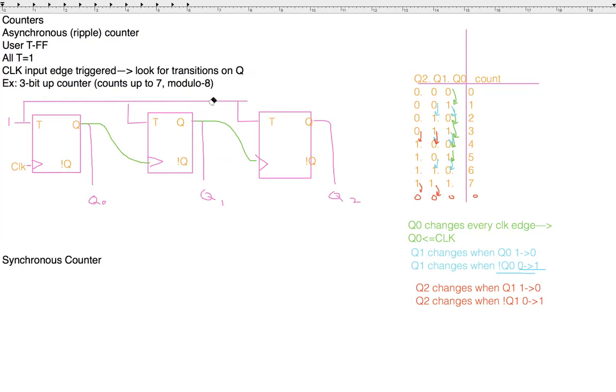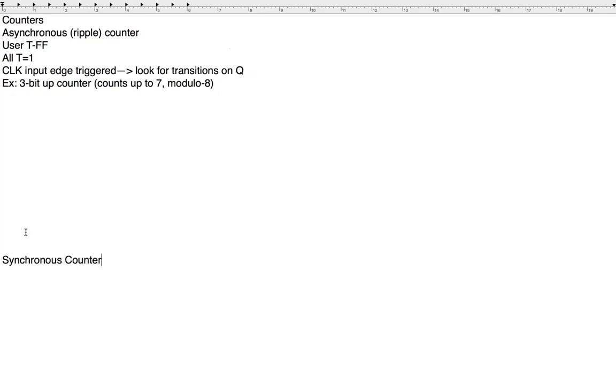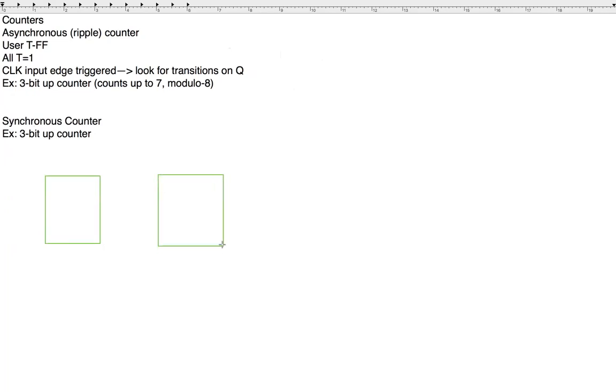Okay, now that we've done that, let's get to our next one, which is the asynchronous up counter. I'm going to erase all this real quick. For the synchronous up counter, sorry, because we're talking about asynchronous up here. So synchronous up counter, let's do example, 3-bit up counter. The interesting part about these is the T is not 1 for all the flip-flops. So we still have 3 flip-flops because we have 3 bits. 1, 2, and 3.